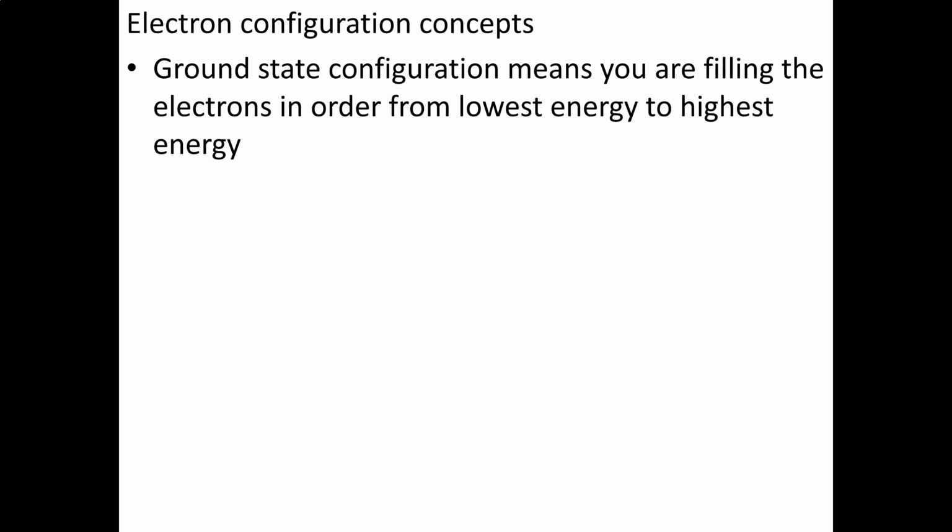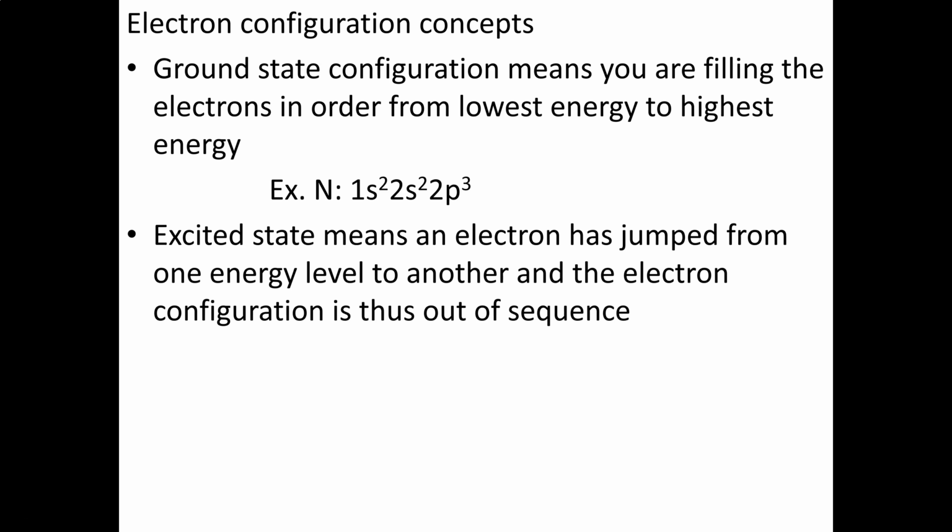Ground state configuration means you're filling the electrons in order from lowest to highest. So what I've been doing all this time is ground state. Notice, excited state means an electron is out of sequence. How the heck do you determine that? The correct number of electrons for the elements, like for nitrogen, you have a total of 7 electrons, right? So if you do excited state for nitrogen, you'll have 7 electrons. The only thing is they're out of order.